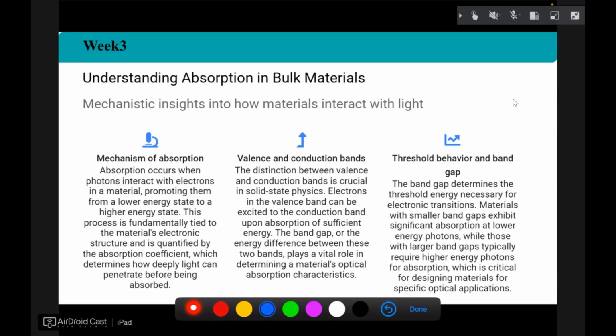Next we will talk about absorption in semiconductors. What is the mechanistic insight into how materials interact with light? What is the mechanism of absorption? Absorption occurs when photons interact with electrons in a material, promoting them from a lower energy state to a higher energy state. This process is fundamentally tied to the material's electronic structure and is quantified by the absorption coefficient, which determines how deeply light can penetrate before being absorbed. We have already talked in the previous lectures that alpha is our absorption coefficient.